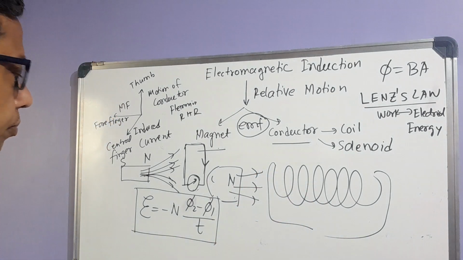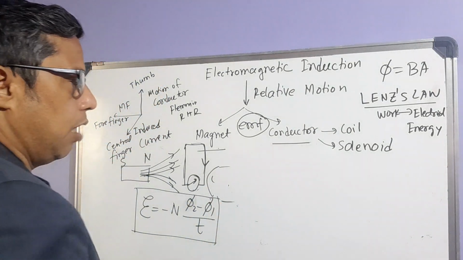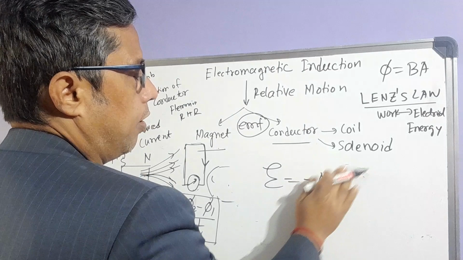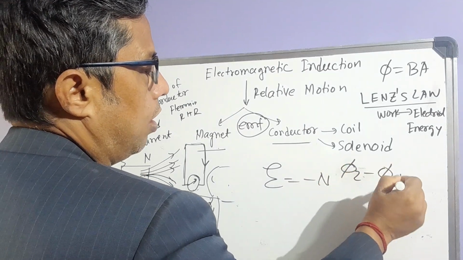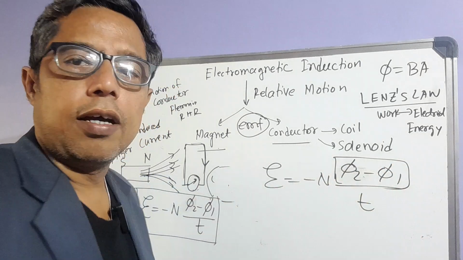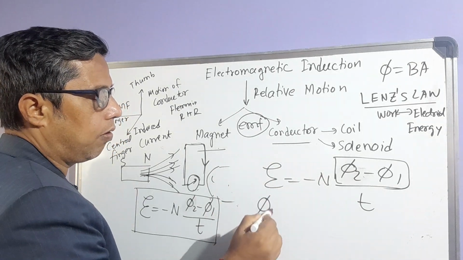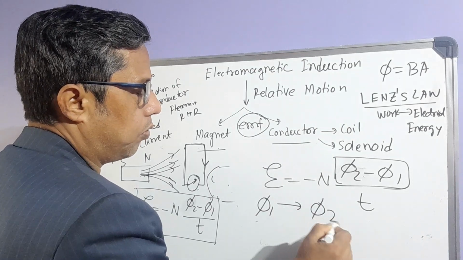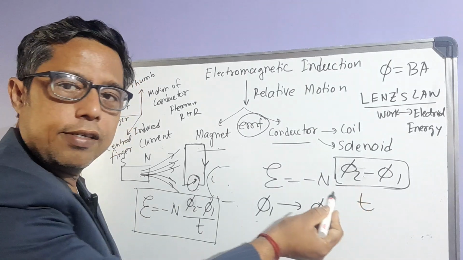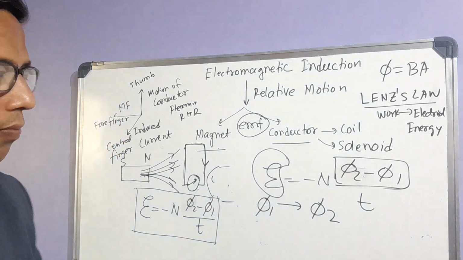Now what is the formula of the EMF? EMF is, this is the symbol, minus N times (phi 2 minus phi 1) by t. Phi 2 and phi 1 are the magnetic flux, so phi 2 minus phi 1 is the change in magnetic flux. Let's say the initial flux on the conductor was phi 1, and it goes to phi 2. So the change in flux will be phi 2 minus phi 1 with respect to some time. So the rate of change of flux is the induced EMF.